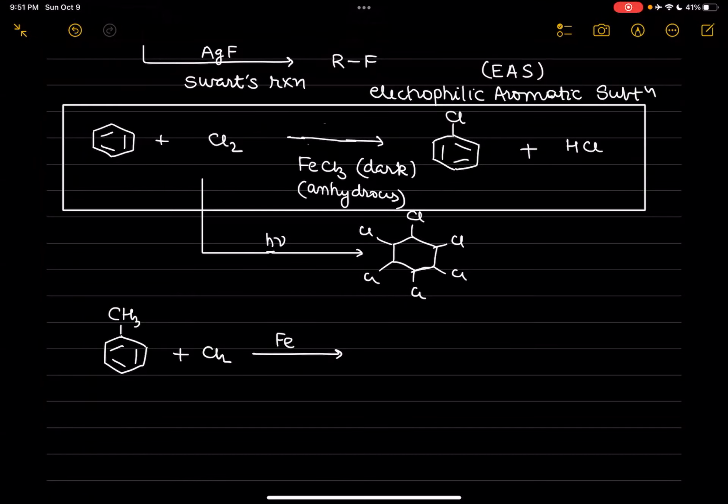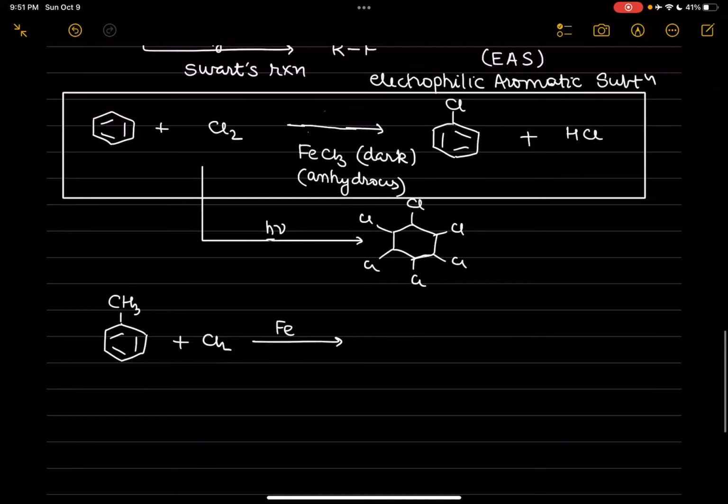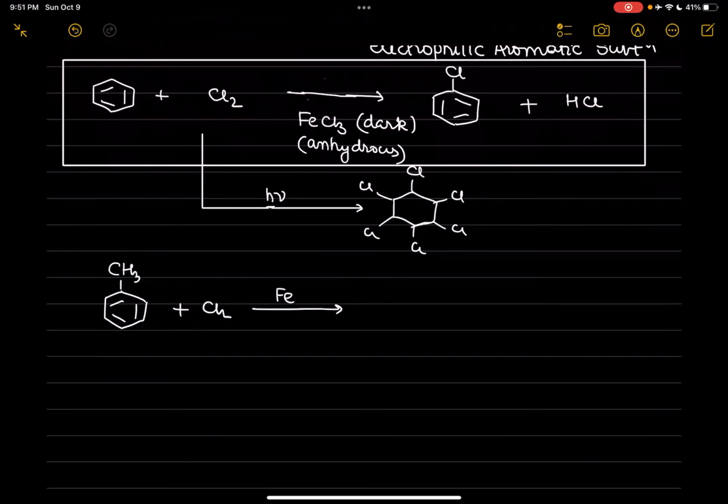In benzene, it is not a matter of concern where you put Cl; everywhere it is going to be the same. But it is going to be a matter of concern if you have one group already attached. Then the group which is already present is going to control the orientation and reactivity, ortho and para. So methyl, that's what I wanted to know.